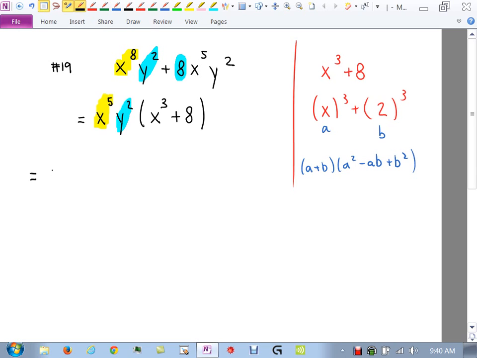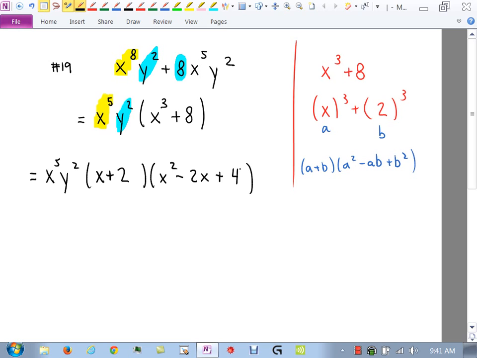So I'm going to go back over here. I have x to the 5th, y squared. I have a set of parentheses for a binomial, a set of parentheses for a trinomial. The binomial is a plus b, so x plus 2. And then a squared is x squared minus a times b, which is the x times 2 or 2 times x, right? We'll write 2x. And finally, plus 4. That comes from the b, which is 2 being squared.